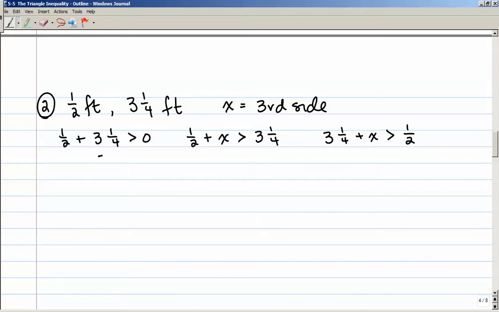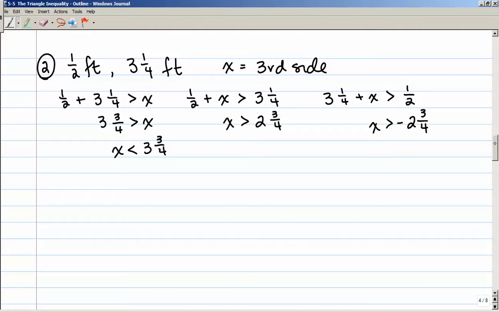So this is going to be 3 3/4. Why did I put 0 there? That's got to be an x. Sorry about that. 3 3/4 is greater than x, or flipping it around, x is less than 3 3/4. X is greater than 2 3/4. And x is greater than negative 2 3/4.